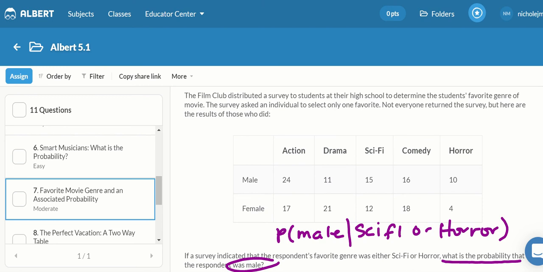So you want to look at their intersection for your numerator. You want to look at male and sci-fi or horror. To help you out there, that's these two numbers here. We'll go on the top. And you're going to divide only by the total for sci-fi and horror.